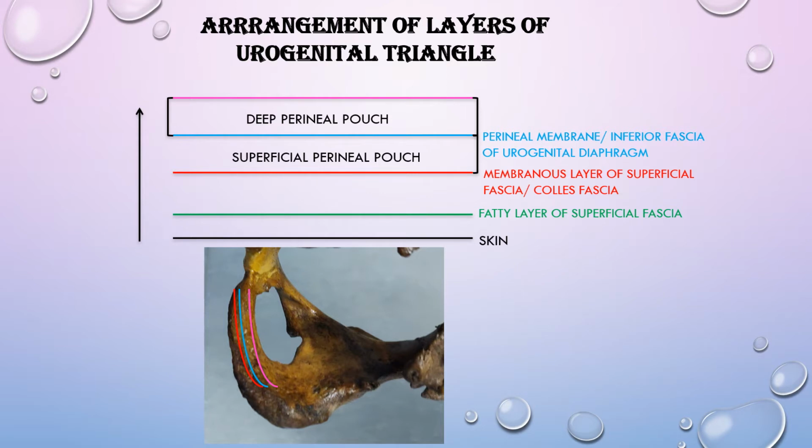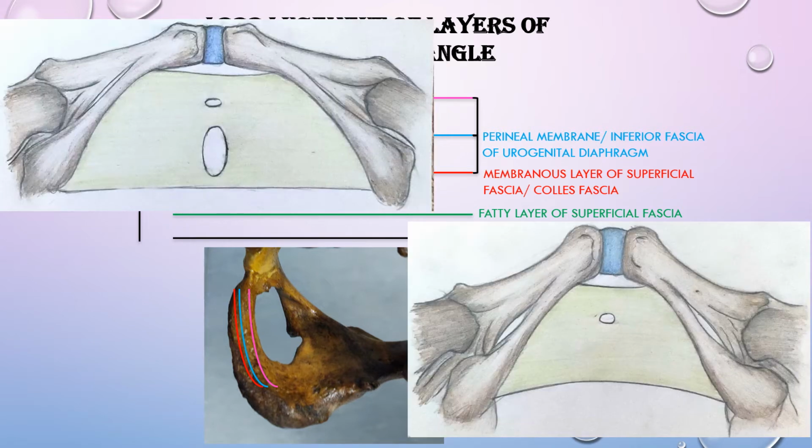The next layer, that is the fourth layer, is the perineal membrane, otherwise called the inferior fascia of the urogenital diaphragm. The perineal membrane attachment is shown in the diagram below as a blue line. It is attached to the inner surface of the ischiopubic rami. Perineal membrane also stretches across the ischiopubic rami. In these two diagrams, you can appreciate the perineal membrane stretching across the ischiopubic rami.